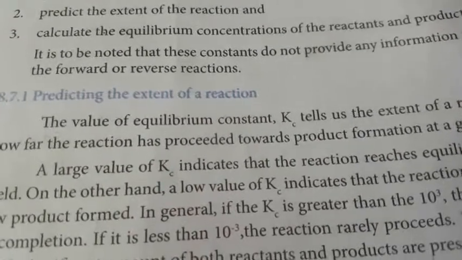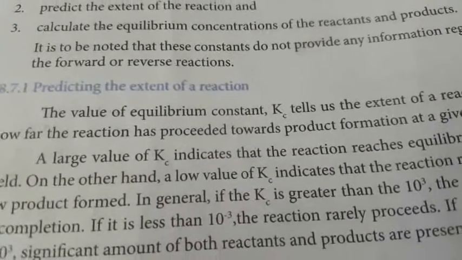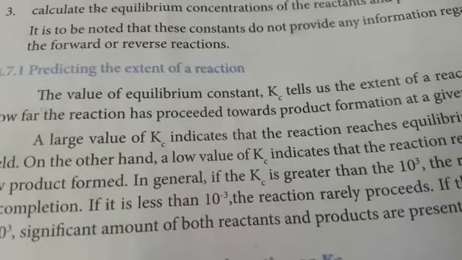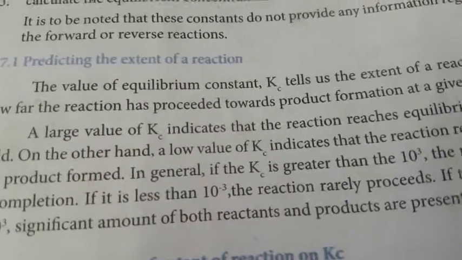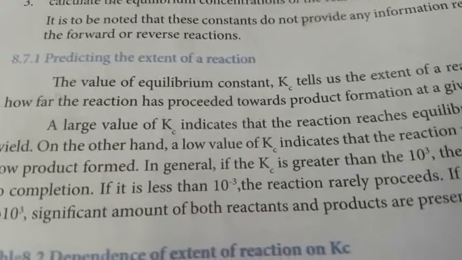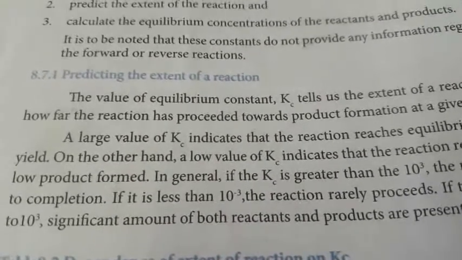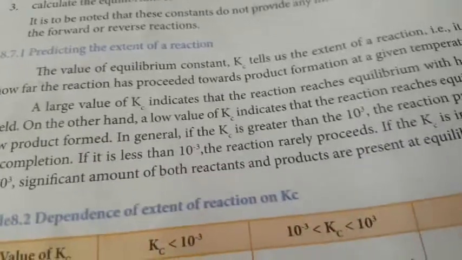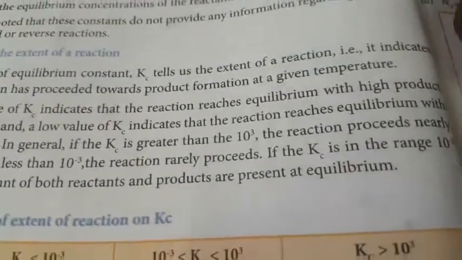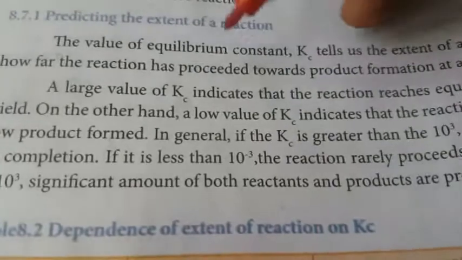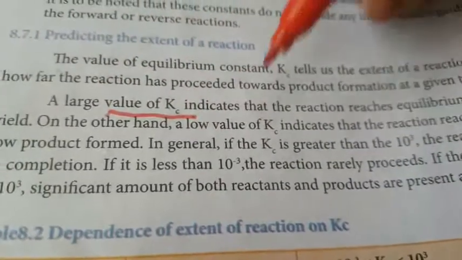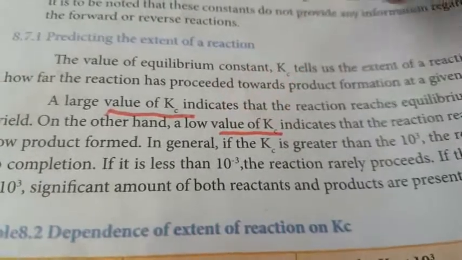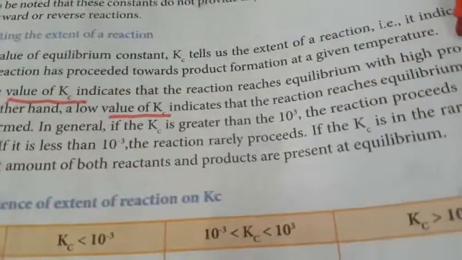According to the equilibrium constant value, we can predict the direction of the reaction, whether it is a forward reaction, a reverse reaction, or at equilibrium. When the equilibrium constant value is large, the reaction reaches equilibrium with a high product yield. On the other hand, a low value indicates that the reaction reaches equilibrium with little product.